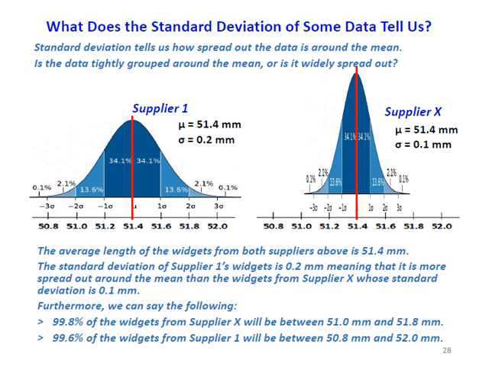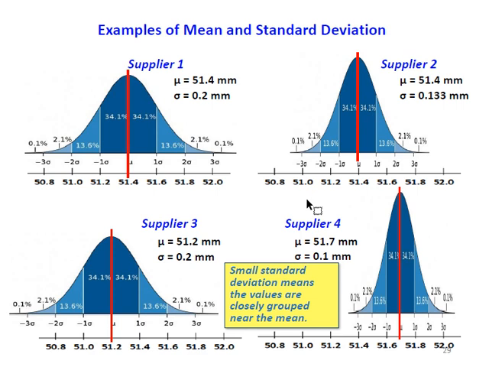So anyway, I think you kind of get the idea of how to play around with that. And then we come into a couple of examples here, examples of mean and standard deviation. So you have supplier 1, 2, 3, and 4. And we can see our mean is 51.4. The spread is 0.2. Mean is 51.4.